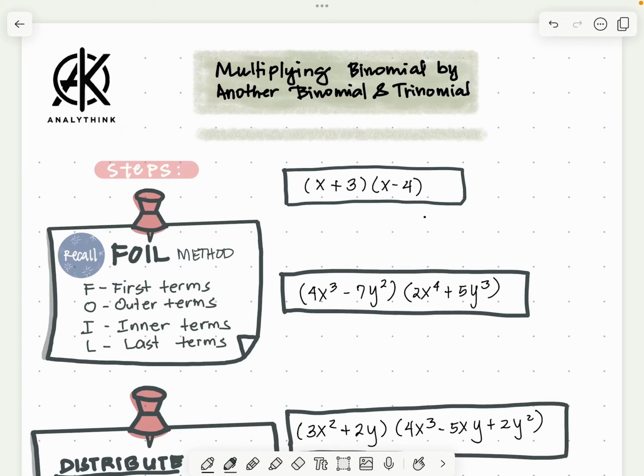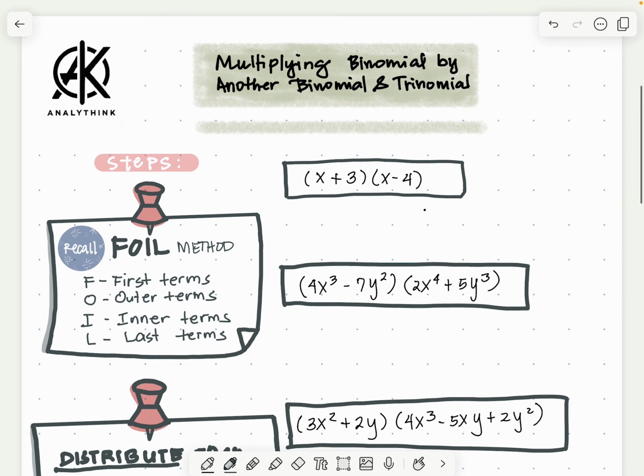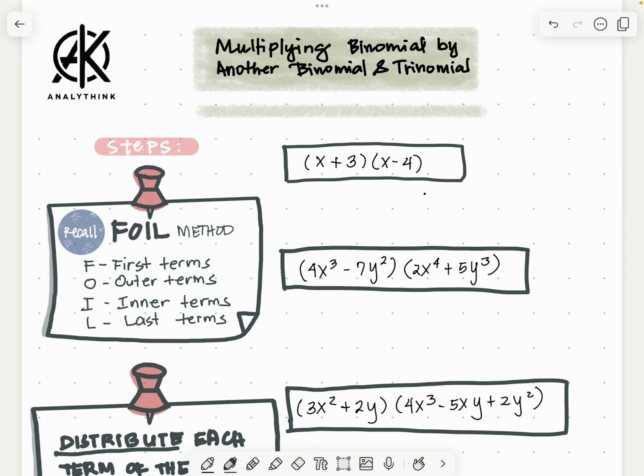In this video, let's talk about how we multiply a binomial by another binomial or trinomial. For multiplying a binomial by another binomial, you have to use the FOIL method. I put "recall" here because I know some of you are already familiar with it. F on FOIL stands for first terms, O stands for outer terms, I stands for inner terms, and L for last terms. It's only an abbreviation, but it simply means you have to distribute each term of the binomial to each term of the other binomial.